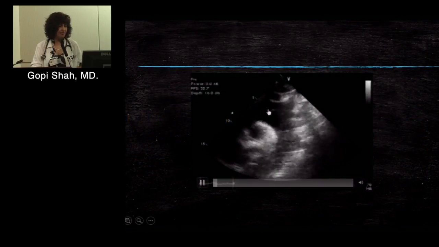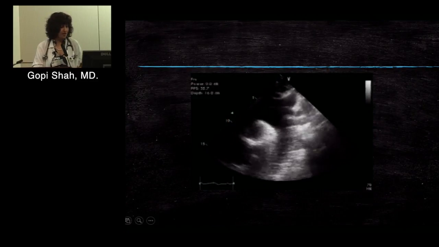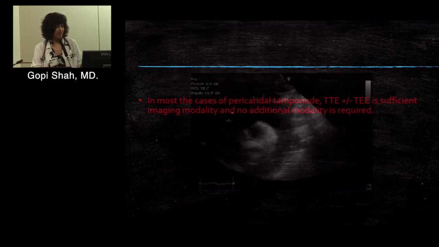There's a nice flap here. So the patient had aortic dissection. Another thing to look for when the patient is hemodynamically stable is aortic dissection related pericardial collection and tamponade.